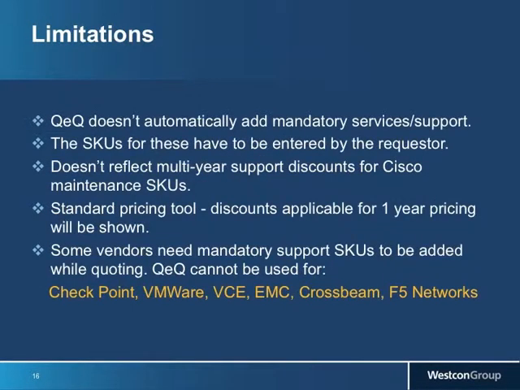Quickie Quote doesn't add mandatory services or support on its own, so the SKUs for these have to be entered by the requester. The tool doesn't reflect multi-year support discounts in the case of Cisco maintenance SKUs, as this is a standard pricing tool and the discounts applicable for a one-year pricing will be reflected. Some vendors need mandatory support SKUs to be added while quoting. Hence, Quickie tool cannot be used for getting pricing for Checkpoint, VMware, CA, VCE, EMC, Crossbeam and F5.